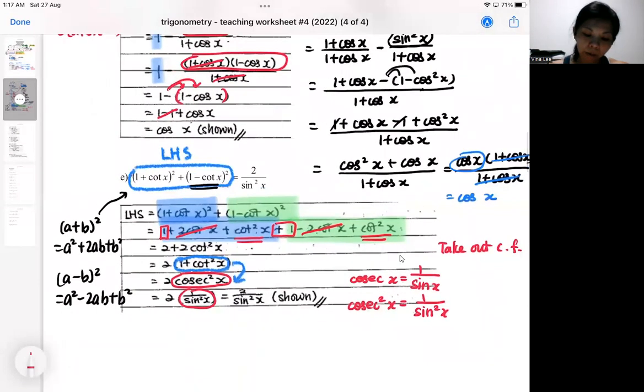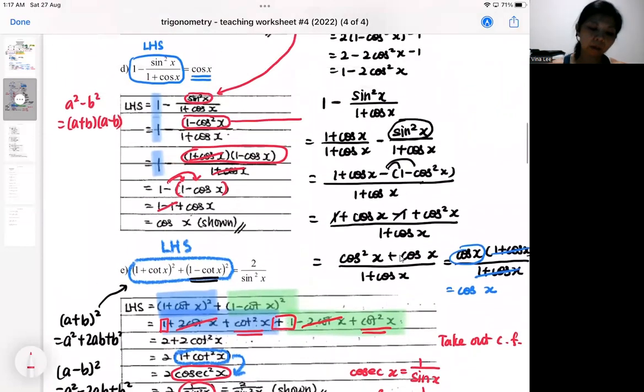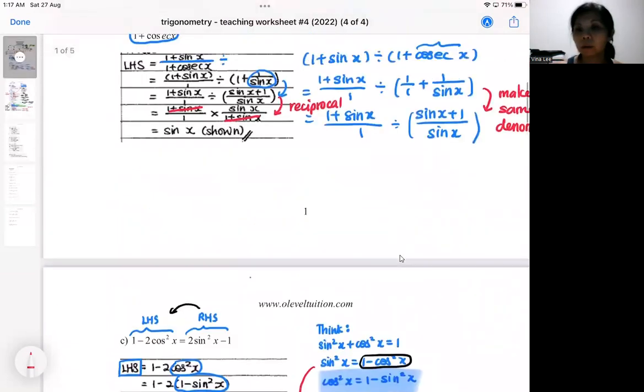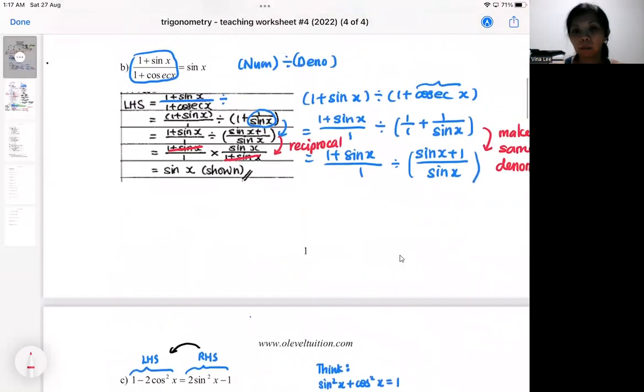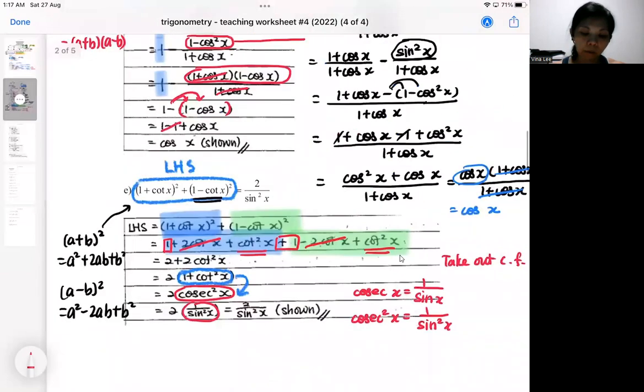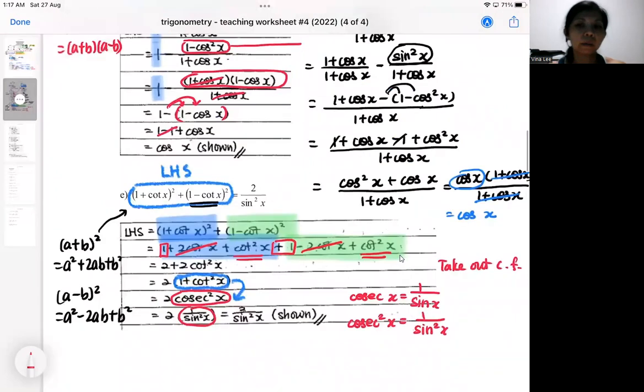So far we have the factorization technique, we have the expansion formula, we have the make same denominator technique. And of course we have to change around our formula. And we also have the reciprocal idea. Okay, so all these you'll revisit later on. So these are the core techniques.